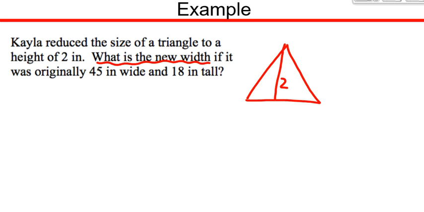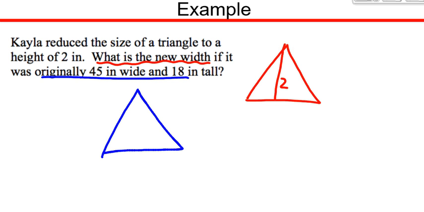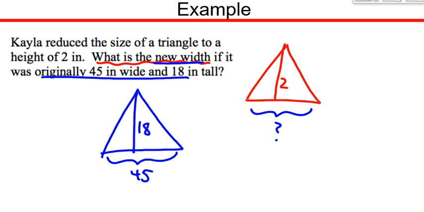So it sounds to me like Kayla originally had a triangle originally 45 inches wide and 18 inches tall. So it started out being 18 inches tall. It started out being 45 inches wide. The question is, what is the new width? So what is this distance? That's what the question is asking. Okay, so I'm going to make a ratio out of that. Since I don't know what this is over here, I'm going to call this distance x. Let's put in a variable for that.